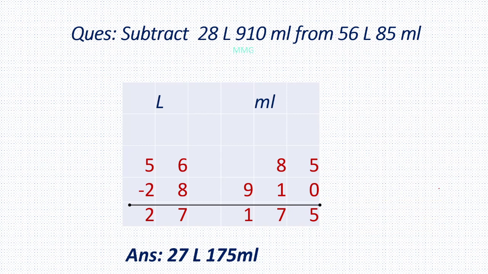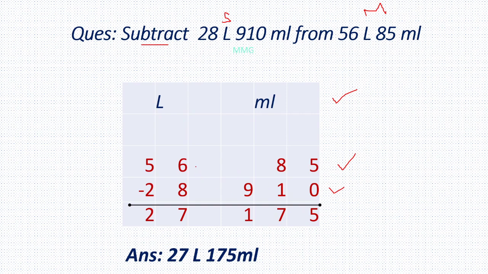Look here, your question is subtract 28 liter 910 milliliter from 56 liter 85 milliliter. So here your minuend is 56 liter 85 milliliter, and this one is your subtrahend. First step, write the units. I have written the units over here. After that you have to write the bigger capacity. I have written it here. After that you have to write 28 liter 910 milliliter. So I have written it here. Now 5 minus 0 is 5, 8 minus 1 is 7.